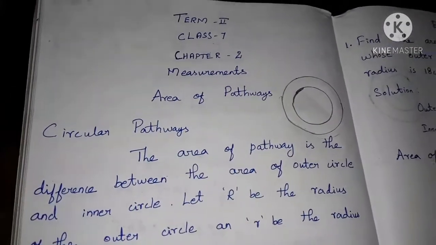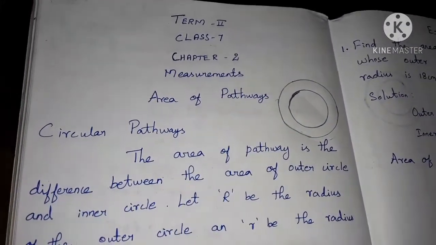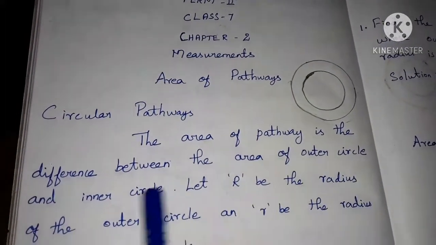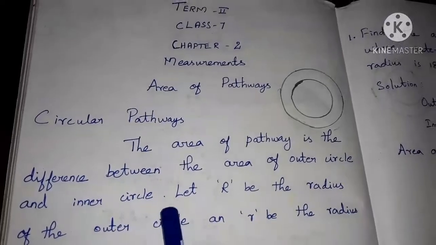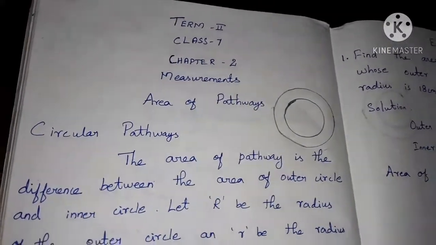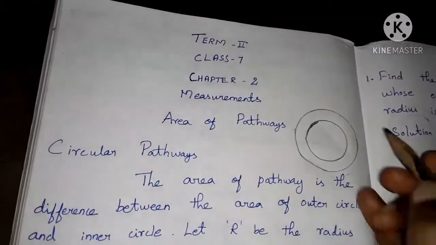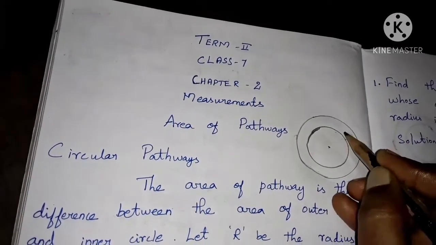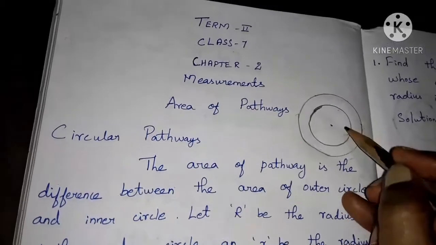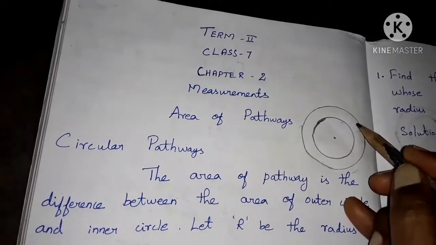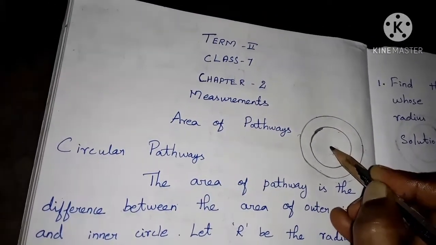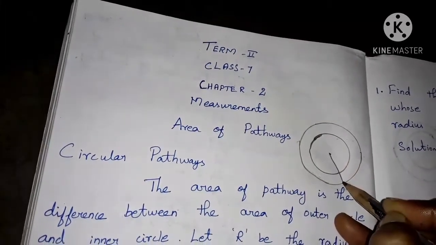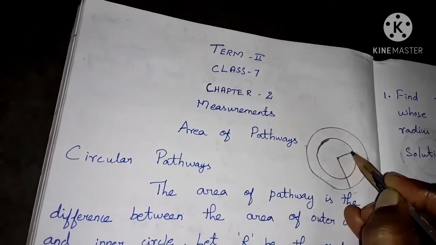The area of a pathway is the difference between the area of the outer circle and the inner circle. If we draw the two circles in the same place, the area of the pathway is the area of the outer circle minus the area of the inner circle.